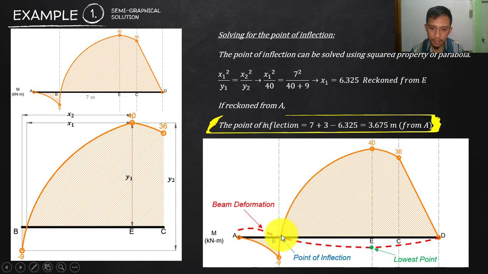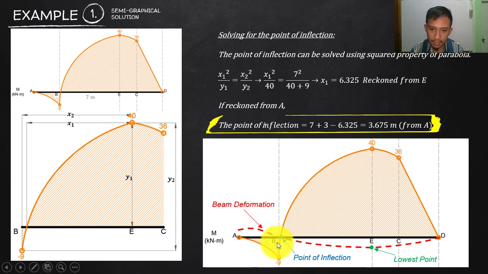Now that point here is the point of inflection. Why do we call it point of inflection? It is the change of curvature. Look at the deformation here. That is opening downwards. See it? Opening downwards, and now it will be opening upwards. So the concavity changes from downwards to upwards. That is what we call the point of inflection, and you will find that one at the zero shear.